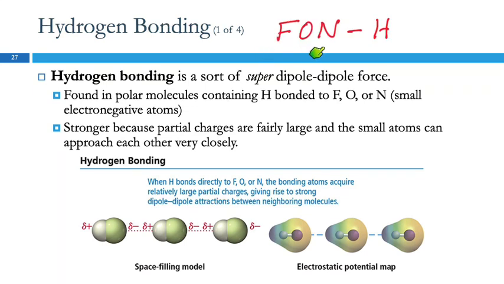E.T. wanted to phone home. Okay. Fluorine, oxygen, or nitrogen bonded directly to hydrogen. Those kinds of molecules will have hydrogen bonding.